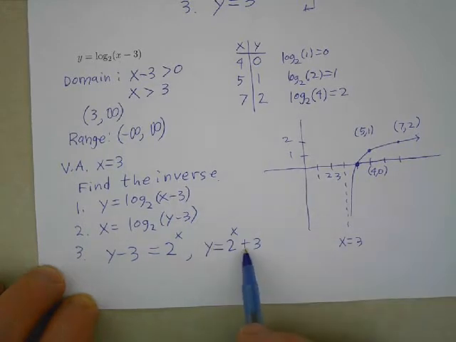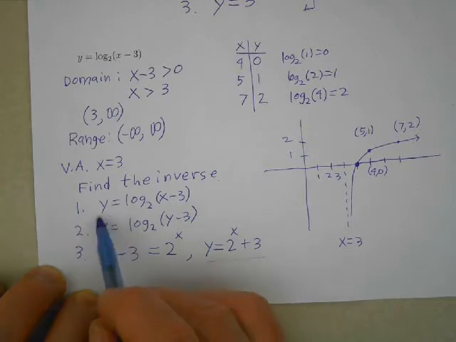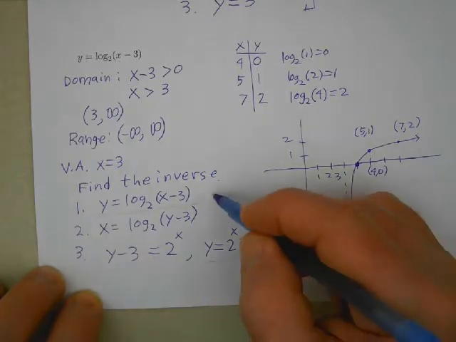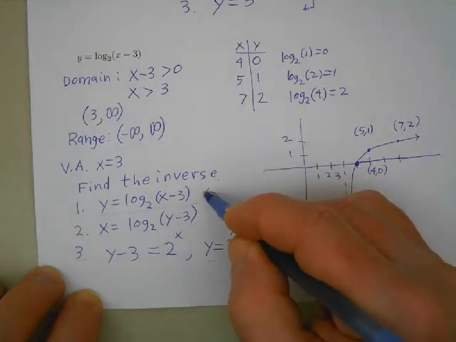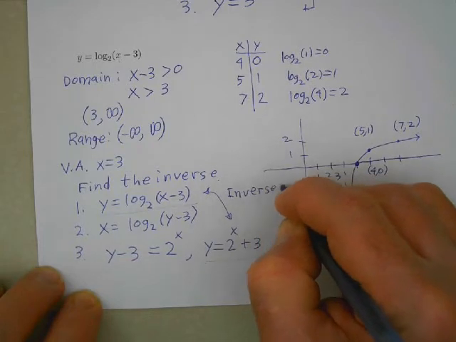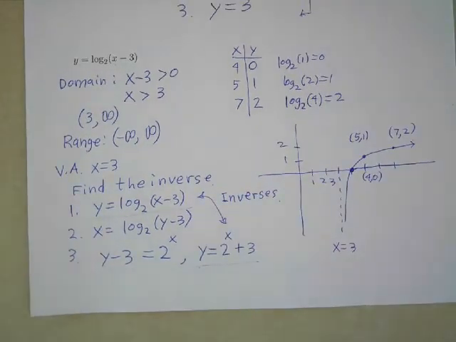So make sure that the plus 3 is not in the exponent. And so this function, y equals 2 to the x plus 3, and this function, y equals log base 2 of x minus 3, these are inverses of each other. So I'll just note that those are inverses. Okay, in the next exercise, we'll just find domains and inverses without graphing.